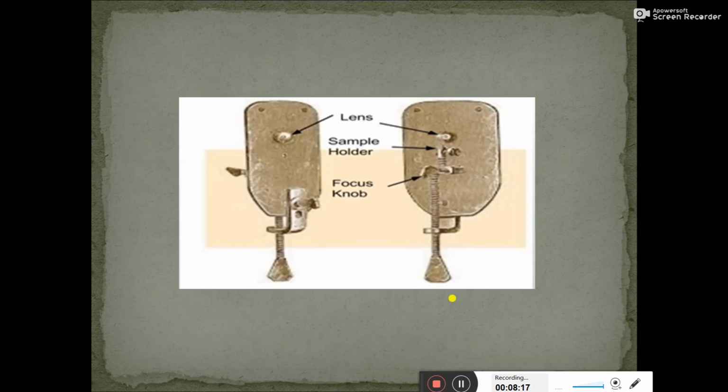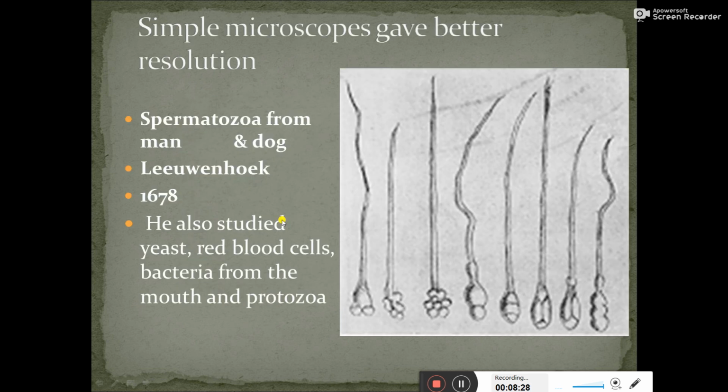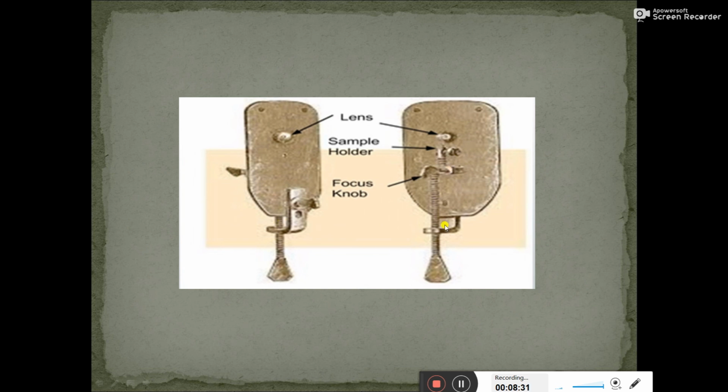Now, this is a picture depicting his microscope. You can see it's a single simple lens system. This is one side of the picture and the other one is the other side. Here he has a sample holder, a pointed thing, and on top of that he would place a drop of water, either well water or pond water. And this is the focusing knob which is used.